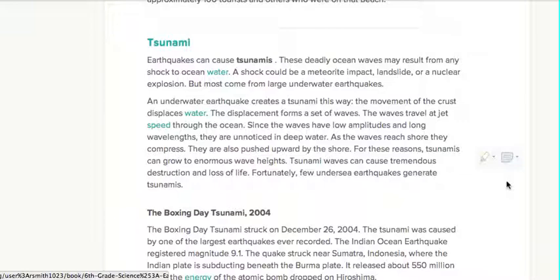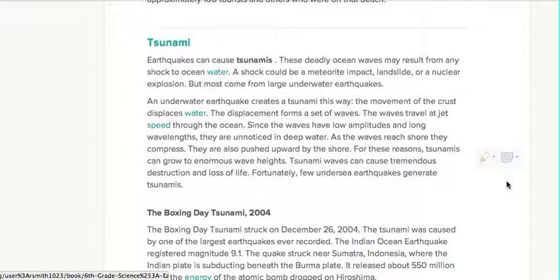Tsunami. Earthquakes can cause tsunamis. These deadly ocean waves may result from any shock to the ocean water. A shock could be a meteorite impact, a landslide, or a nuclear explosion, but most come from large underwater earthquakes.